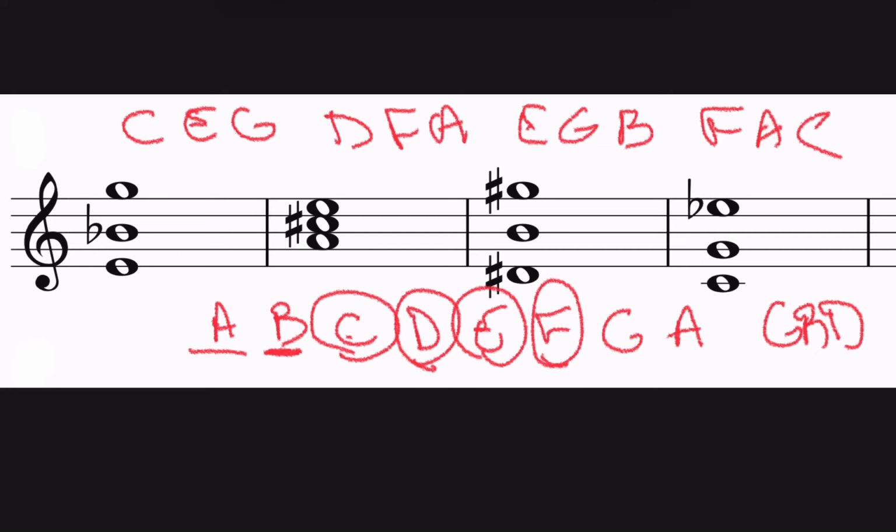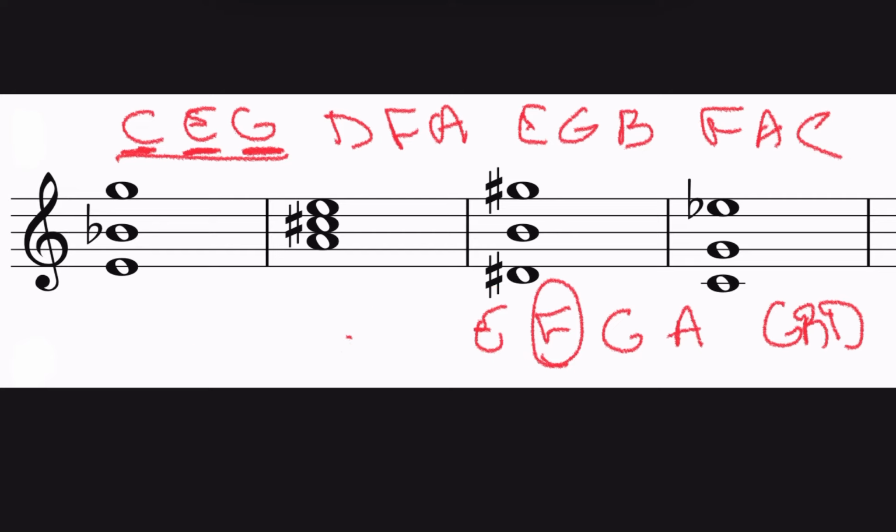So if you have some kind of C chord, you have the letter names C, E, and G, you know that C is going to function as the root, the E is going to function as the third of the chord, and the G is going to function as the fifth of the chord. Always, okay? That's how it works. So let me erase this stuff that I just wrote.